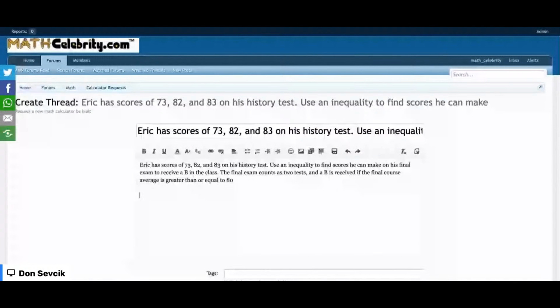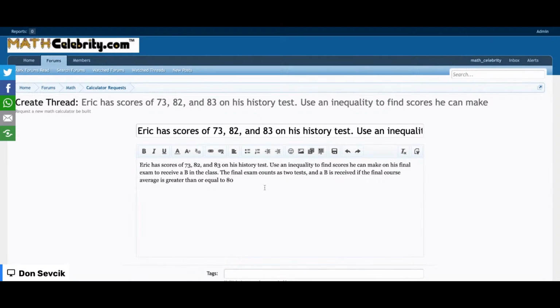Eric has scores of 73, 82, and 83 on his history test. Use an inequality to find scores he can make on his final exam to receive a B in the class. The final exam counts as 2 tests, and a B is received if the final course average is greater than or equal to 80. Wow, that's a mouthful.